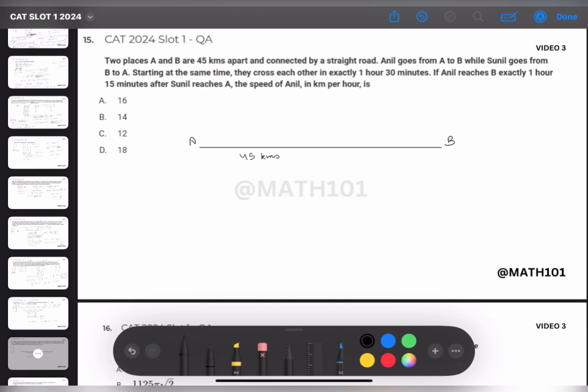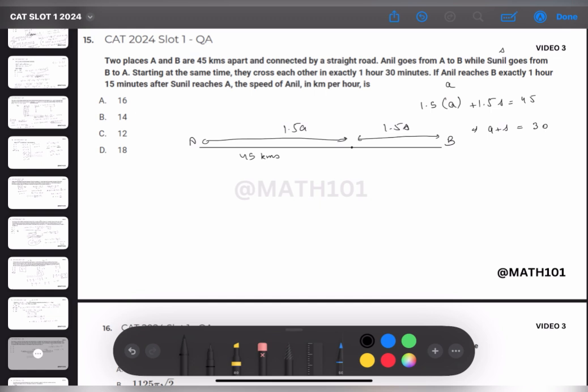So let the speed of Anil be A and Sunil be S. They cross each other in exactly 1 hour 30 minutes, so 1.5 hours. Let's say they crossed at this point. This distance is 1.5 A and this is 1.5 S. So 1.5 A plus 1.5 S is equal to 45, which implies A plus S is equal to 45 upon 1.5, which is 30.